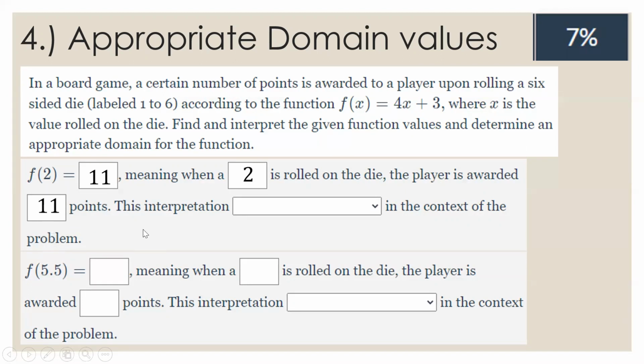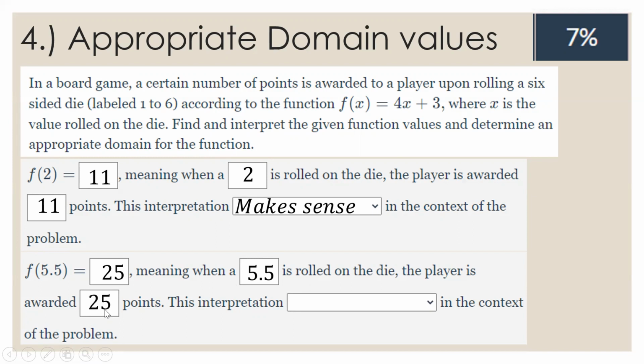Okay, now the next question says, this interpretation blank in the context of the problem. You pull it down and it either says it makes sense or it doesn't make sense. You can roll a 2, so this definitely makes sense. Next, 5.5. That's a little funny, but let's do it. 5.5, plug it in. 4 times 5.5 plus 3, you're going to get 25. Okay, meaning when a 5.5 is rolled, the player is awarded 25 points.